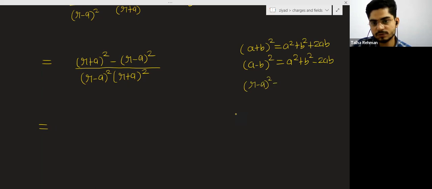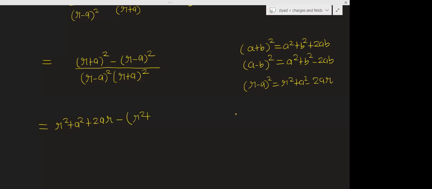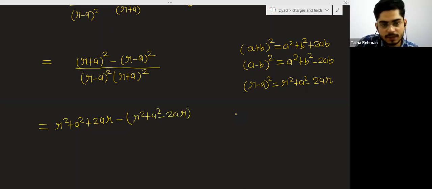(R minus A) square, so I will write R square plus A square minus 2AR. So I am just opening this square. This will become R square plus A square plus 2AR. Here is a minus sign. Open this: R square plus A square minus 2AR.